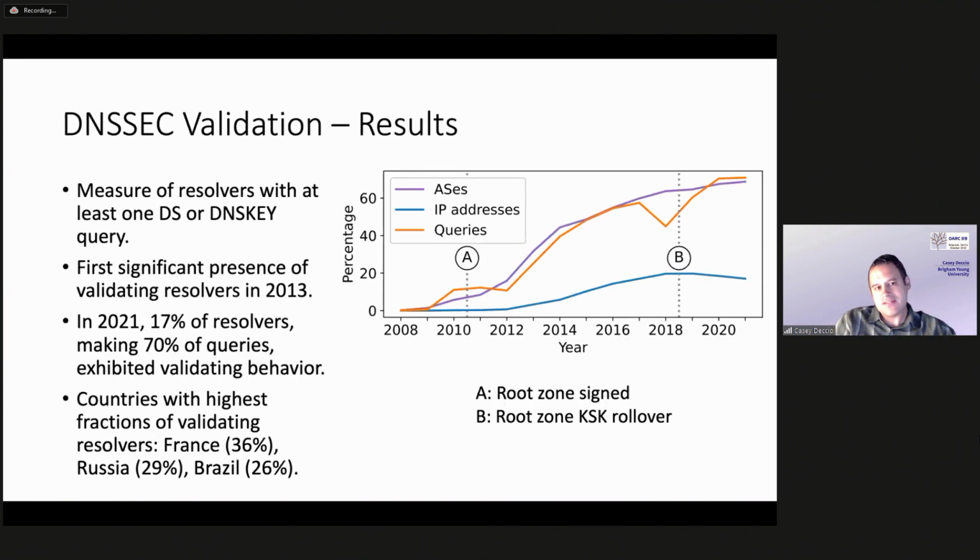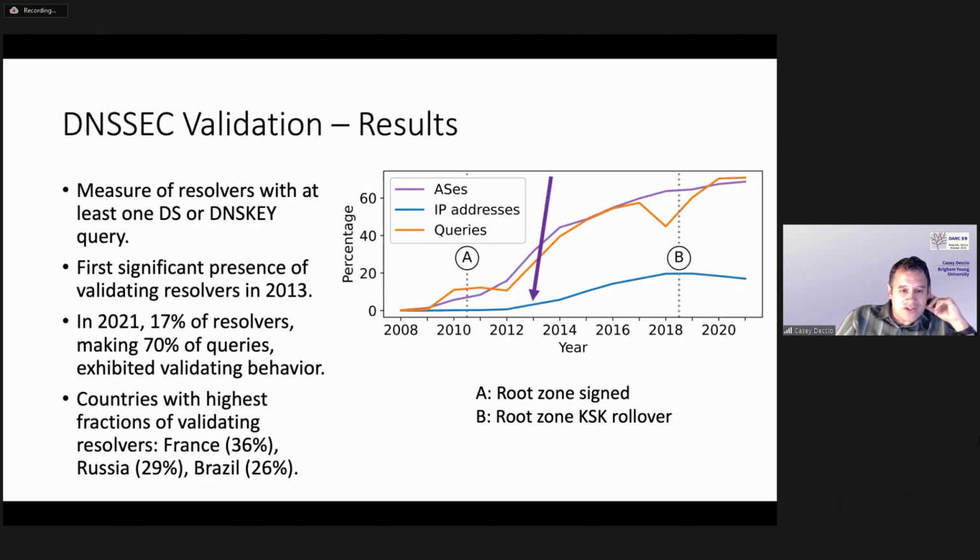Now, of course, with passive data, there's only so much we can infer with DNSSEC validation. And so we're looking at a heuristic here. In this case, we were just measuring resolvers with at least one DS or DNSKEY query. And yes, I know that doesn't mean validation. It also doesn't mean not validation, but it's a heuristic. Okay, so we saw the first significant presence of validating resolvers using this heuristic in 2013.